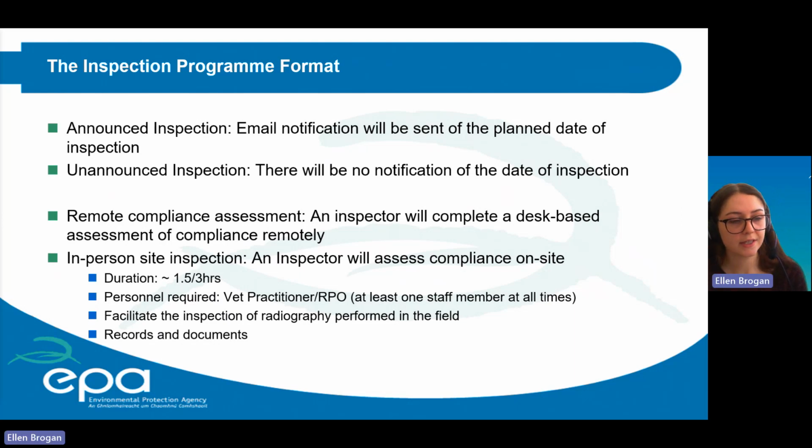So with announced inspections, an email notification will be sent out of the planned date of inspection. But with an unannounced inspection, you will get no notification, but inspectors still have the power to enter a premises for the purposes of an inspection. Remote compliance was common during COVID, but it's much more rare now and will likely only happen in exceptional circumstances.